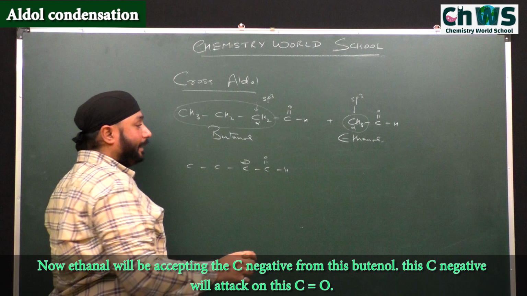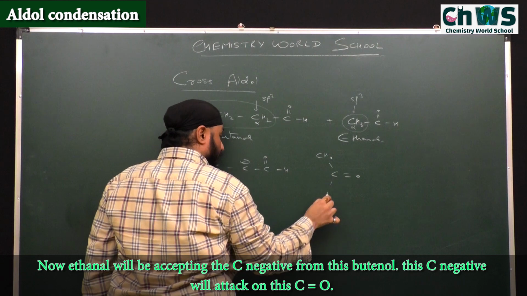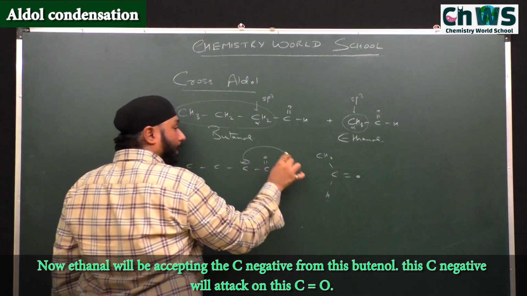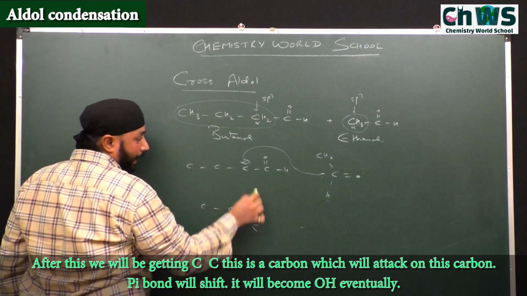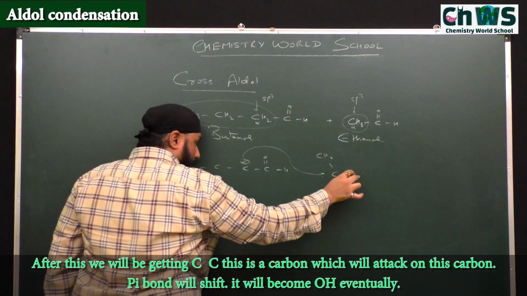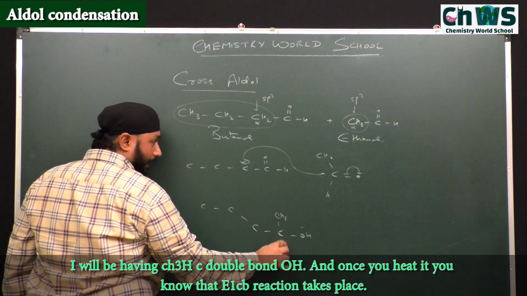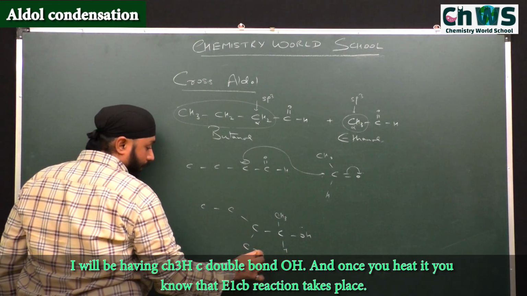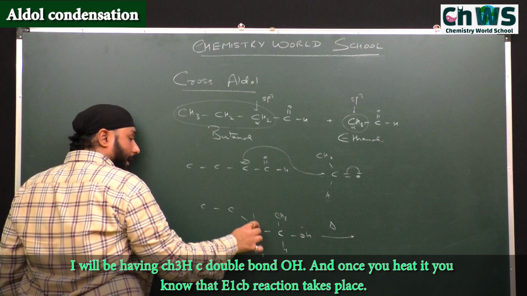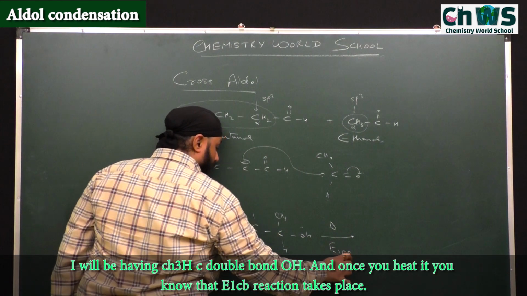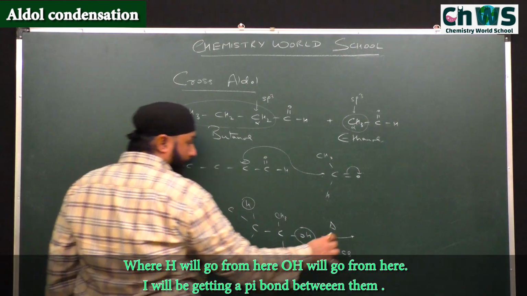Now ethanal will be accepting the carbanion from this butanal. So this carbanion will go and attack on this C=O. After this we will be getting C. This is the carbon which will attack on this carbon. The pi bond will shift. It will become OH eventually. I will be having CH3CH(OH) attached. And once you heat it, you know that an E1CB reaction takes place, where H will go from here, OH will go from here. I'll be getting a pi bond between them.